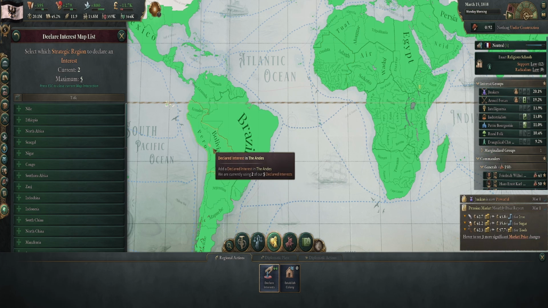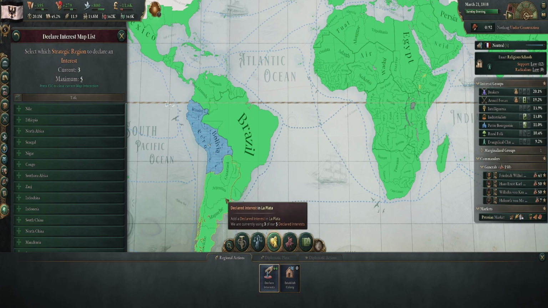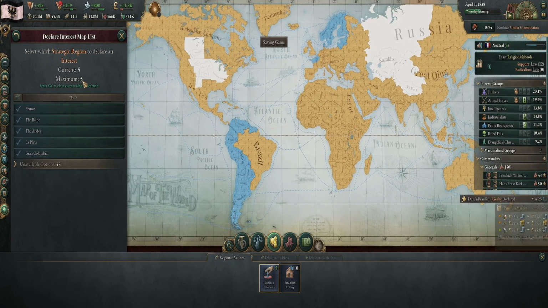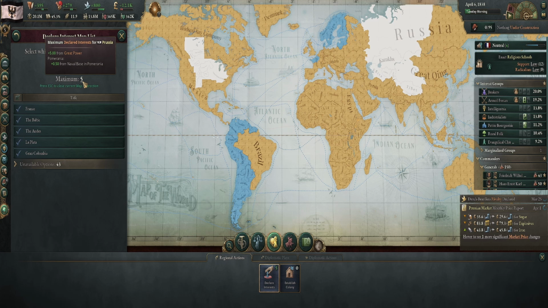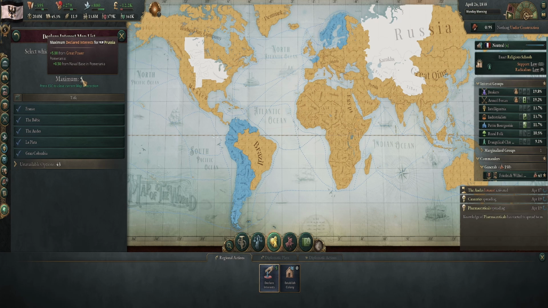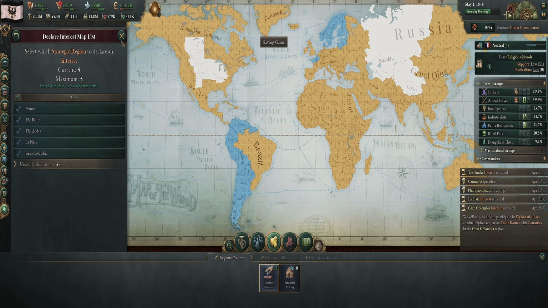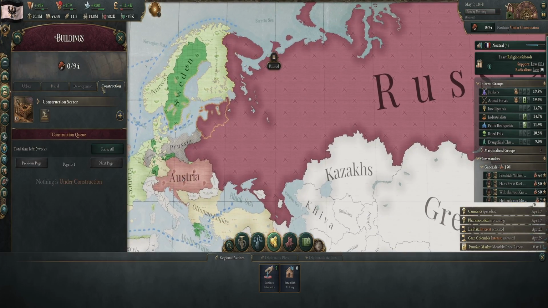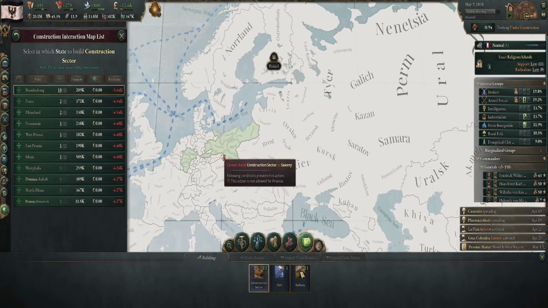Let's say I have an interest in the Andes and La Plata region, as well as the Gran Colombia region. I can only get a maximum of 5 interests. The reason for that is because it is based on your power ranking. I'm currently ranked number 5, and that is my current maximum. The more naval bases you have, the greater the number you can potentially have.